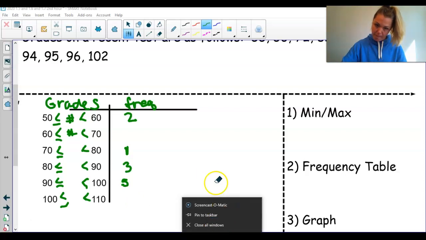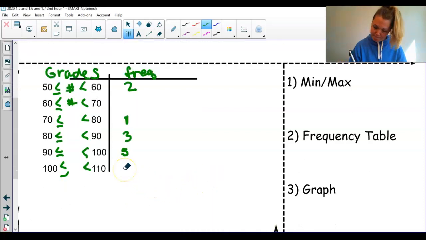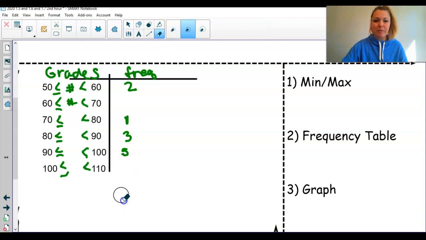Let's see. Try, guys. It's kind of glitchy. I don't like that. Hold on. I may have to use my mouse.